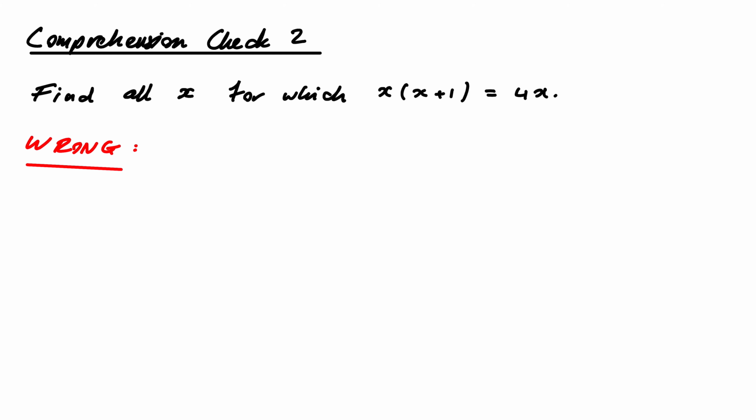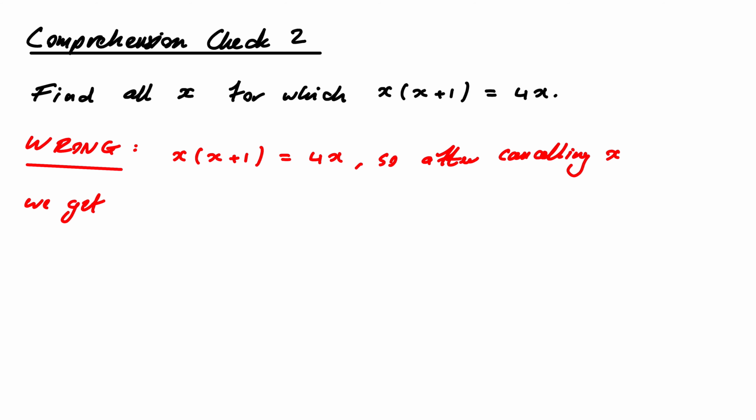The wrong approach is to think, well, I can see a factor of x in each side. So that means I can cancel it off. So after cancelling x, what do we get? We would get x plus 1 is equal to 4. So x is equal to 3.